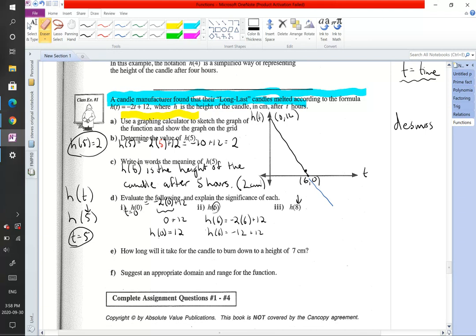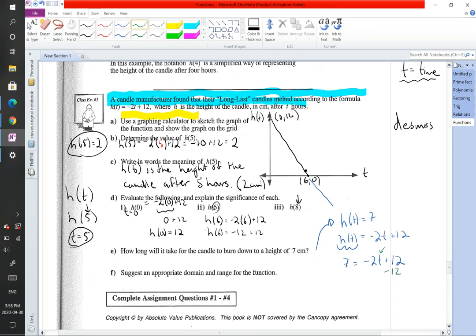The next one says, how long will it take for the candle to burn down to a height of 7 centimeters? What that is saying, I'm going to do it up here, is what is t when h of t is 7? So we can take our equation, h of t is equal to -2t plus 12, and we can put a 7 in here. 7 is equal to -2t plus 12. And then we can do some algebra to solve for t.